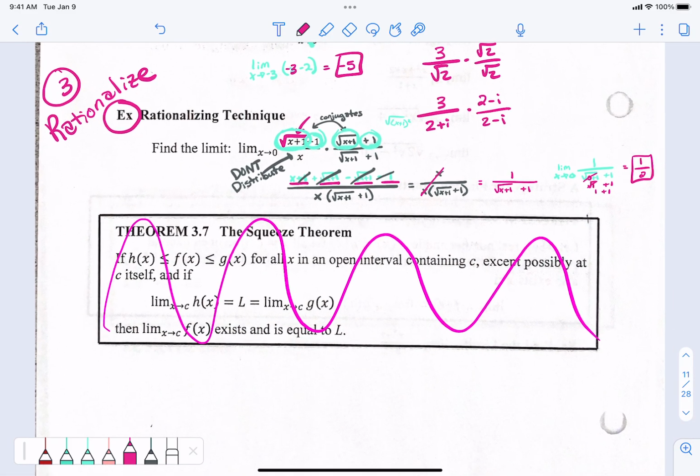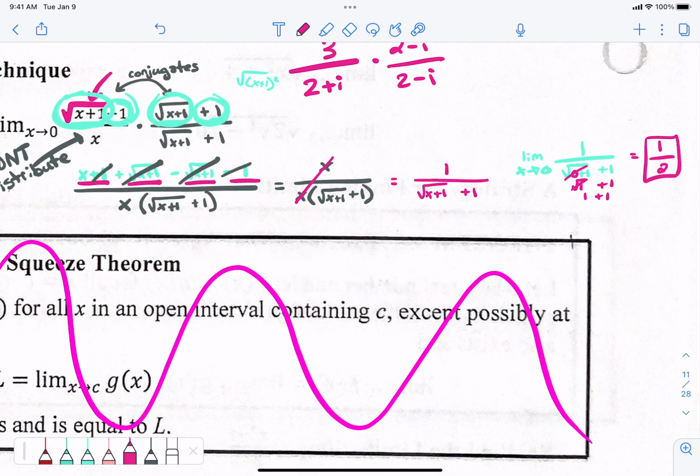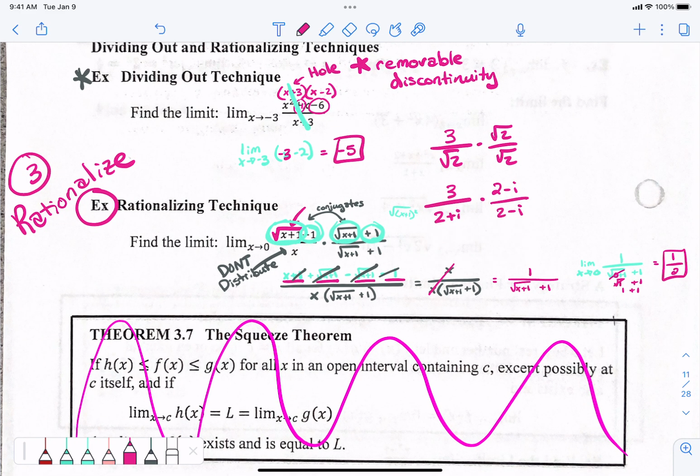When you rationalize, will there always be that extra part outside that can cancel with the bottom? Yes. So the limit there is 1/2. If there was a y coordinate, which there's not, it's probably a vertical asymptote at that place. But if there was a y coordinate there, it would have been 1/2. Okay? Does that make sense?